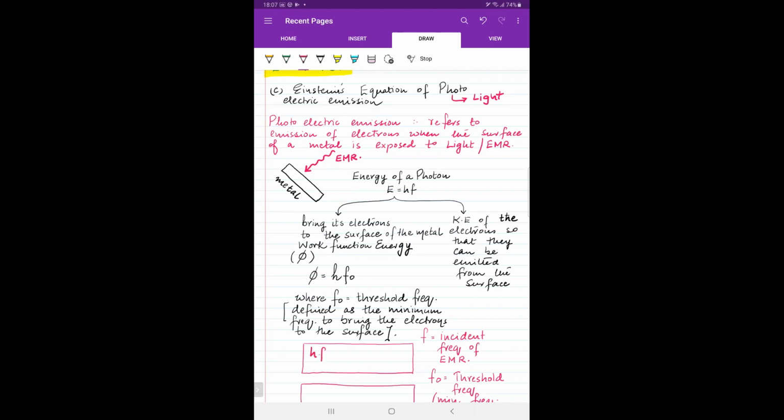HF, the energy of the incoming photon, is used up by the metal to serve two purposes. One portion, which is known as the work function energy, जिसको मैं phi के symbol से denote कर रहा हूं, is the energy required by the metal to bring its electrons to the surface, while the other portion gets converted into the kinetic energy of the emitted electrons. So HF is equal to phi plus KE. That turns out to be the mathematical representation for photoelectric emission. तो वर्डिंग्स में लिखना हो तो यूज द टॉप वाला स्टेटमेंट.